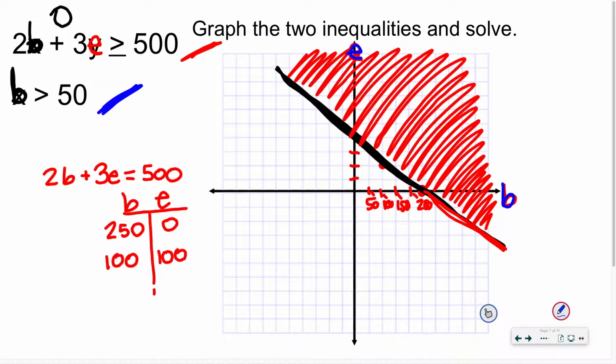What kind of line will that be? What does it mean if B is greater than 50? Or if we're doing a boundary line, we could say B is equal to 50. What would that line look like? Well, the line itself, we're still talking about the boundary line. B equals 50. How would you graph that?